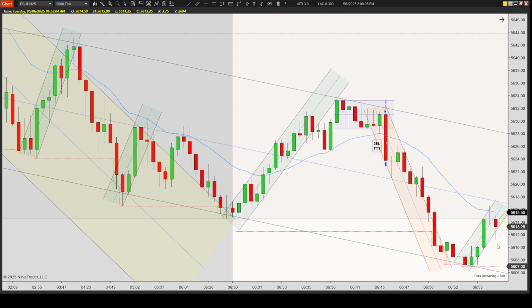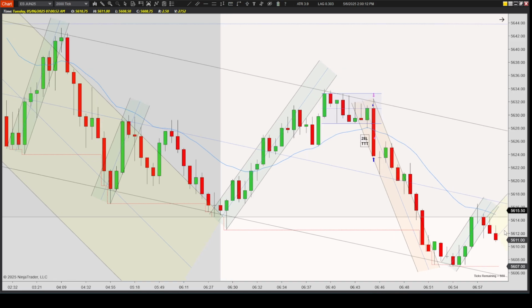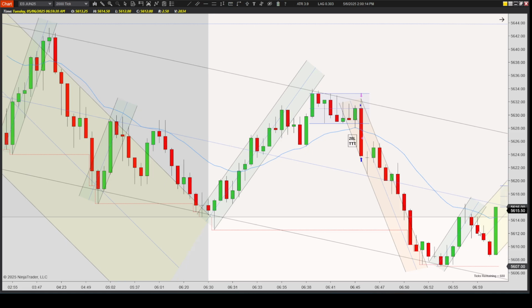Ideally, break of this green up channel, test the high, and then close below the EMA and sets up for a nice second entry short. It doesn't do that. You do technically have a second entry short here, but this is one of many inside bars that you're going to see today.